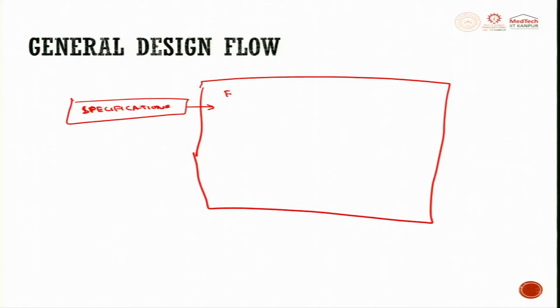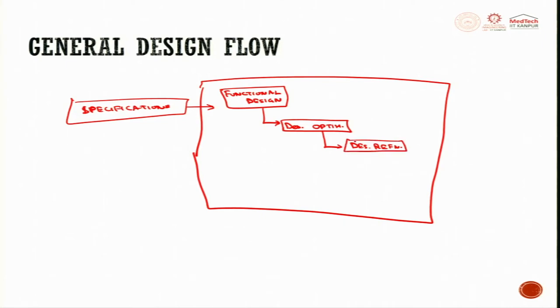So where functional design is there, and we have physical entities which enter the design optimization. Design optimization further provides the design refinement. And then we have the diamond box, which says whether the safety of all functions is met or not. This is a general flow. Safety, yes or no.